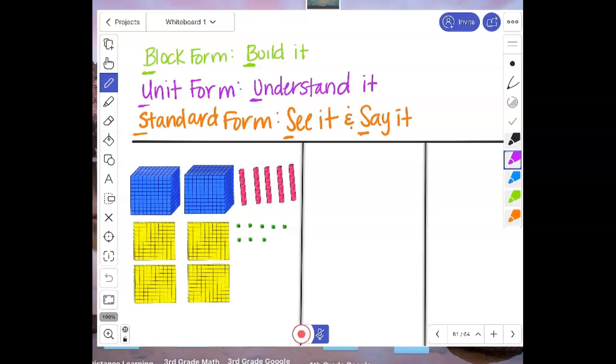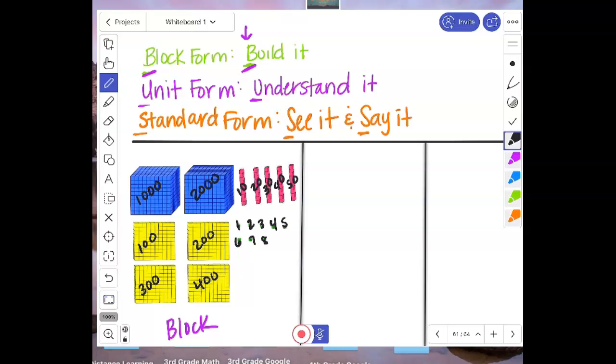We can draw the blocks, we can build it. So block form, I think build it. And do you notice I see the B and the B? So block form means build it. So that's what I have here. Okay, so if I went in and labeled that, I would have 1,000, 2,000, and then 100, 200, 300, 400, then 10, 20, 30, 40, and 50, and then 1, 2, 3, 4, 5, 6, 7, and 8. So now that's block form. I guess I just labeled that twice by accident.